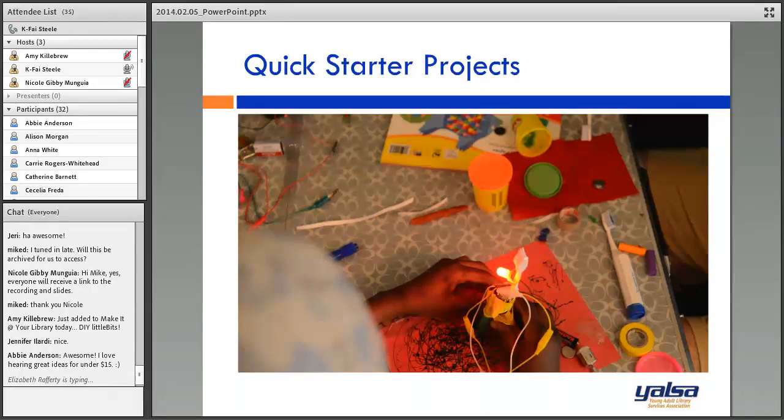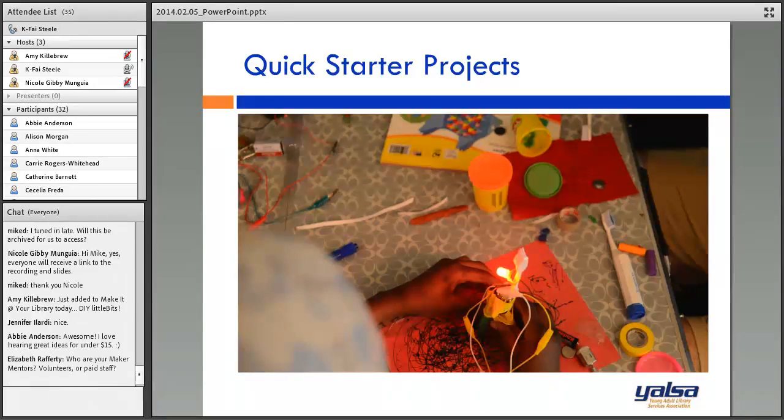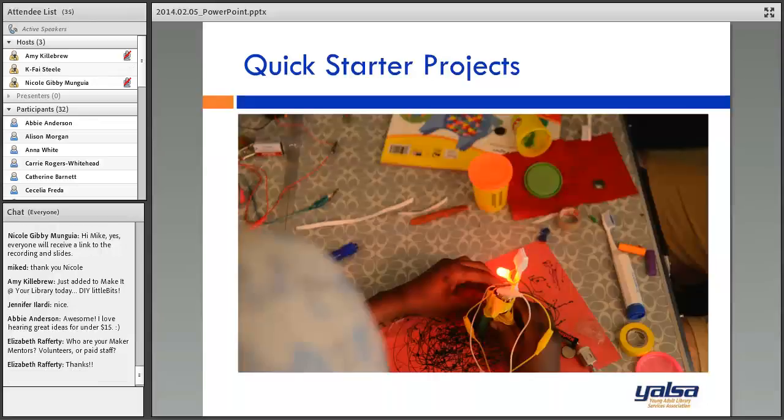Another quick starter project. This is something else that we also got from MakerEd. This is called ArtBots. And basically what it is, and Elizabeth, I see your question. I'm going to answer that in a second. Thanks. If anyone else has questions too, feel free to pepper them into the conversation.